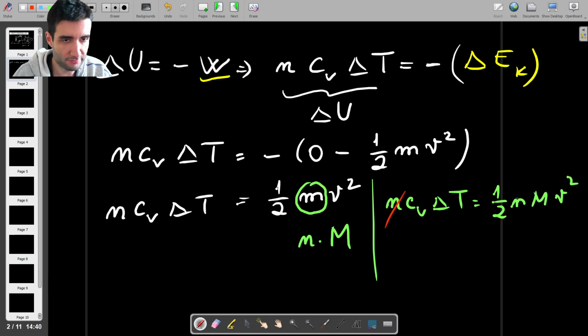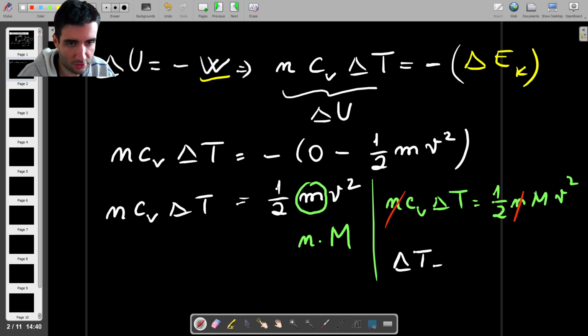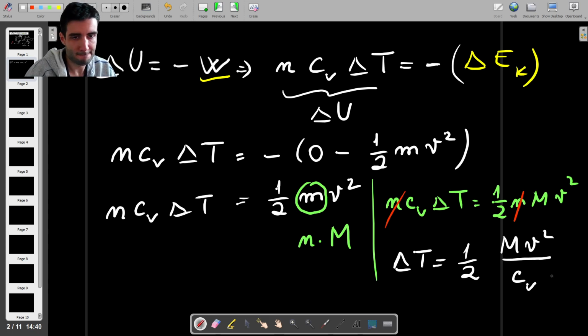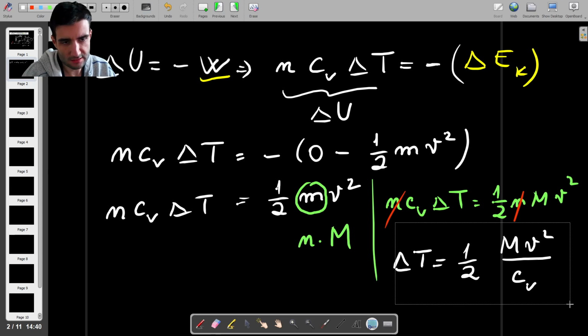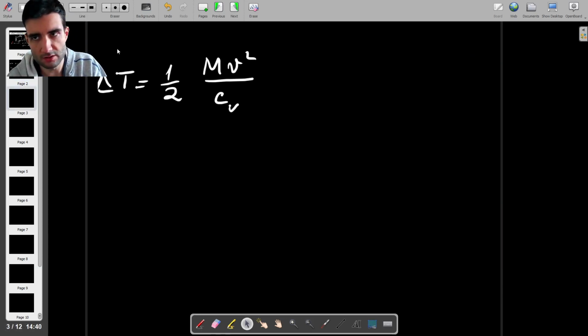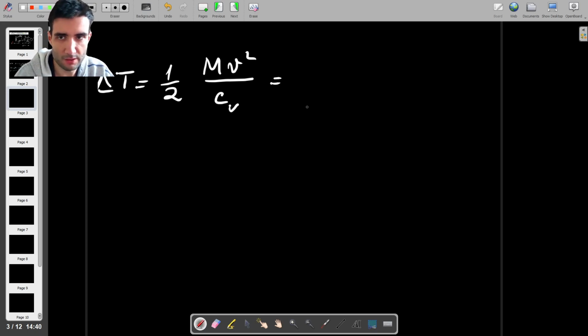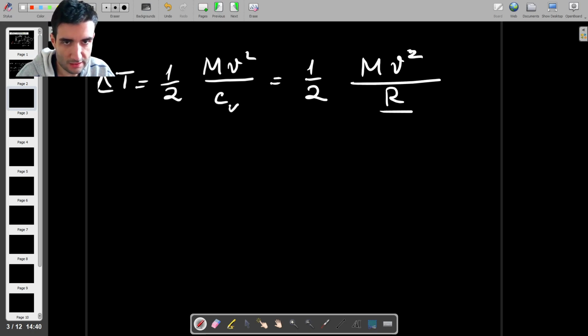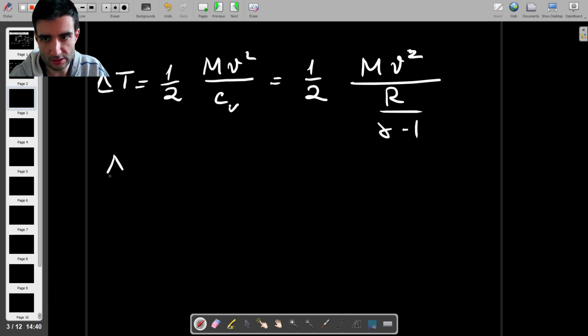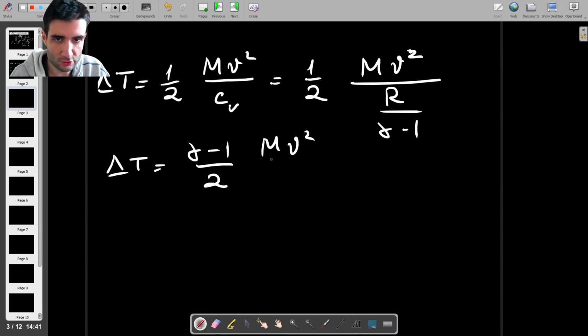So we can cancel the number of moles, and we end up with the change in temperature, which is, let's see, 1/2 molar mass v squared over Cv. And we can leave it as it is, or we can express Cv in terms of other things, like gamma and the universal gas constant. So that's 1/2 Mv squared over, and instead of Cv, I'm going to write that as R over gamma minus 1. So delta T is going to be gamma minus 1 over 2 Mv squared over R.